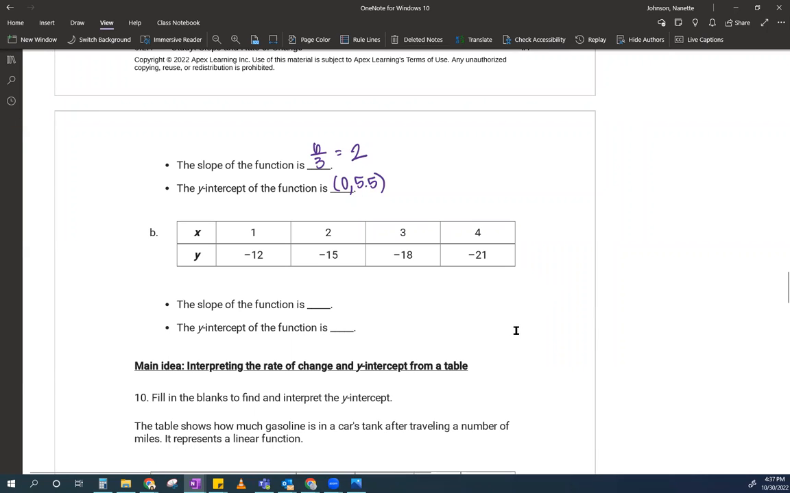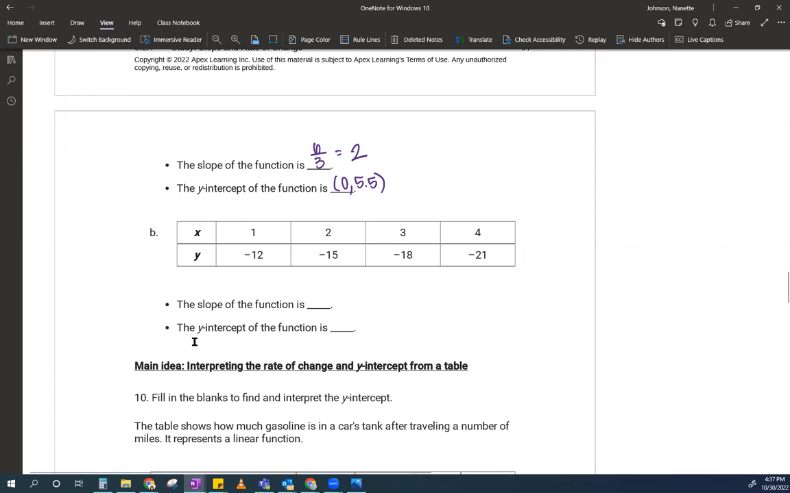Okay, now that you're back, what we're going to do is we're going to calculate the slope and the y-intercept. So it said to subtract your y's. So again, I still subtract right minus left. So negative 15 minus negative 12 is, let's see, negative 3. And 2 minus 1, that's just 1. So my slope is negative 3.